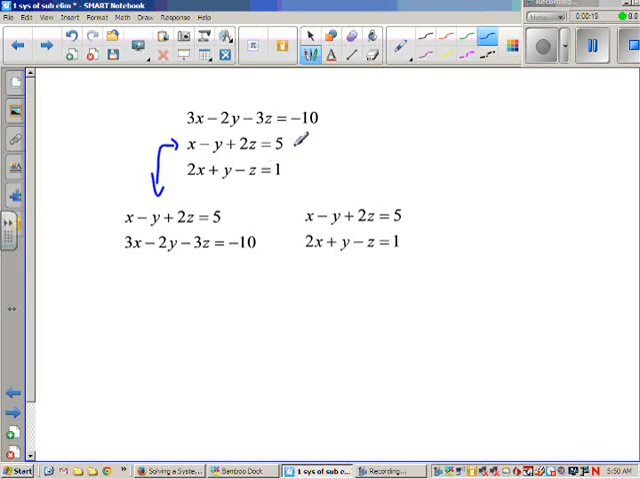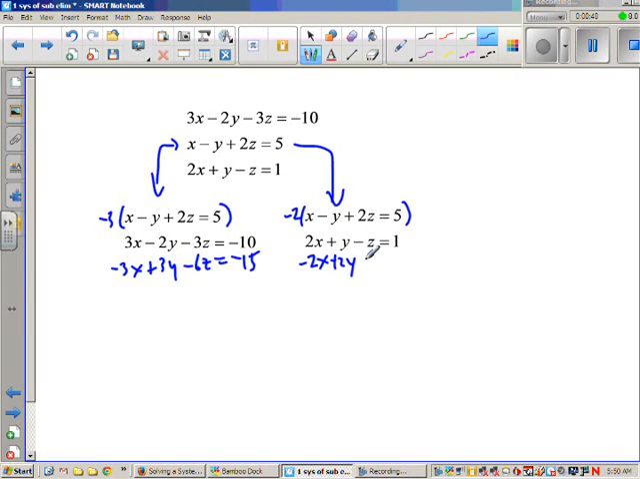So I'm going to rewrite that twice and use it as my multiplying equation to get equal and opposite and eliminate, in this case, x. So if you take a look up here, negative 3 times the entire equation gives us negative 3x plus 3y minus 6z equals negative 15. And on this side, if I multiply by negative 2, I'll be able to eliminate my x.